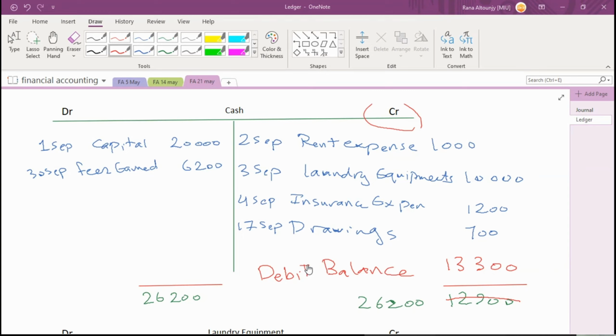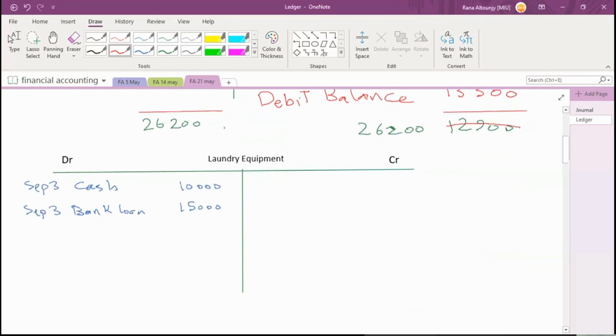Again, when we want to close any account and find the balance, we need to see the sum of each side. Then we need to add the difference between the two sums to the side which has the lower amount. Then we call it balance. So whether it's a debit balance or a credit balance depends on which side is higher. Let's go to another account and do another one.